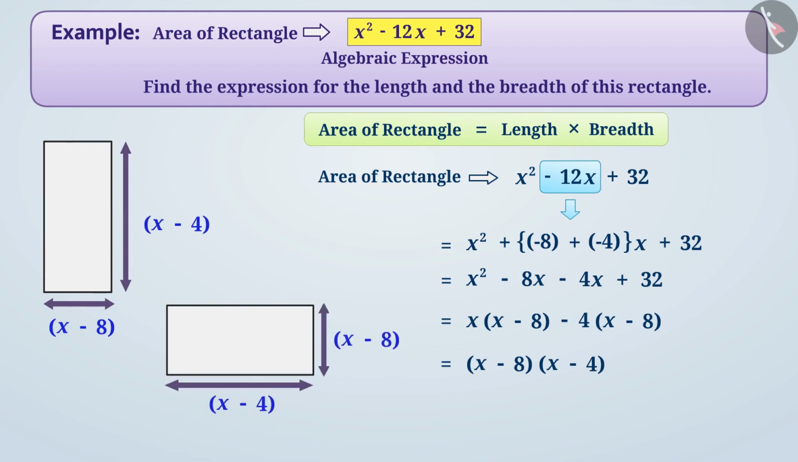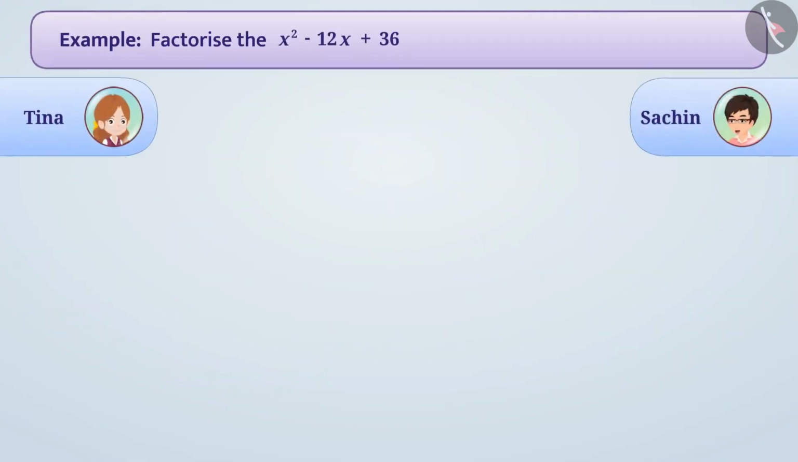Now, let us understand an interesting thing related to factorization of algebraic expression with an example. A teacher asked students to factorize the given expression. Tina and Sachin solved it with two different methods. Tina simplified it by splitting the middle term, that is, she used this identity.